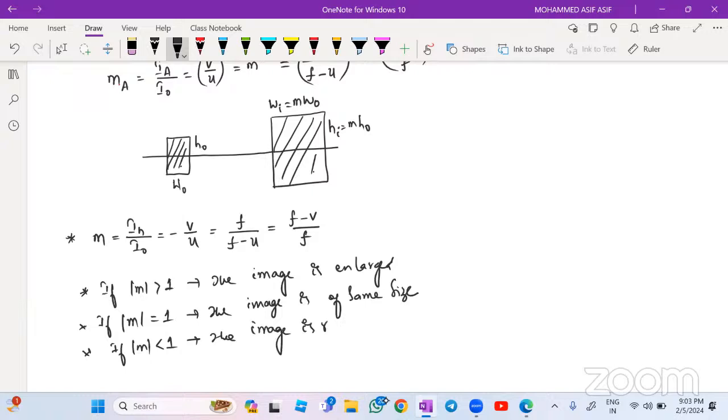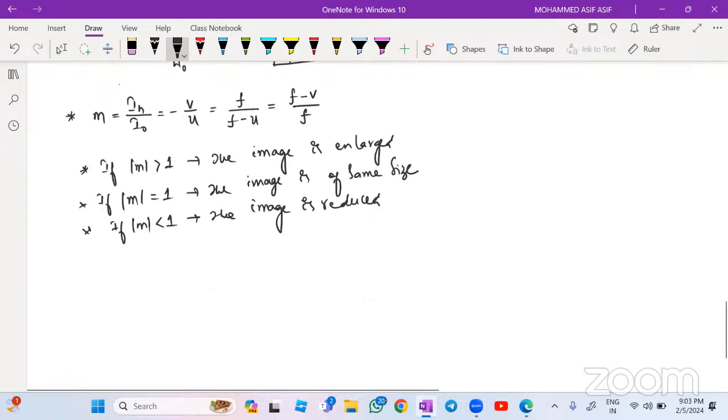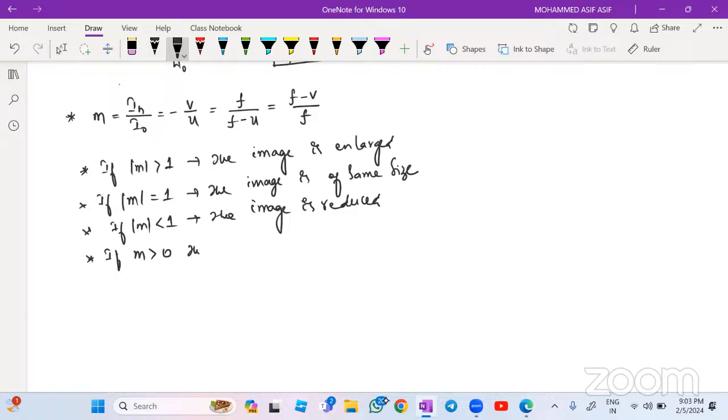The image is reduced. Done. If magnification is greater than 0, the image is erect. If magnification m is lesser than 0, the image is inverted. These are the basic things which you need to keep in mind.